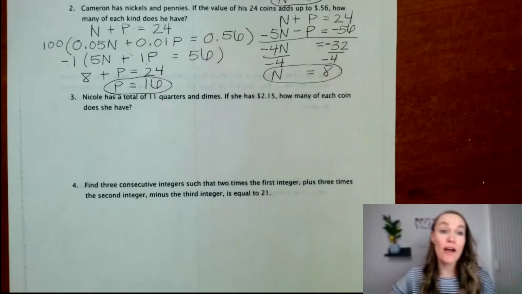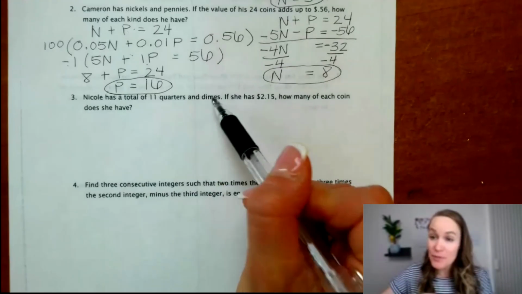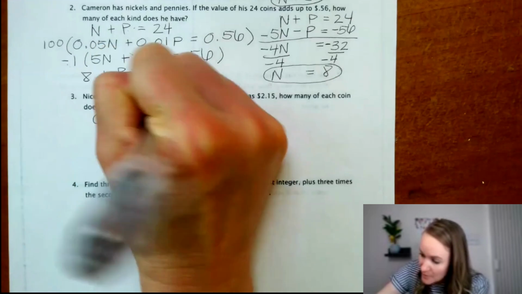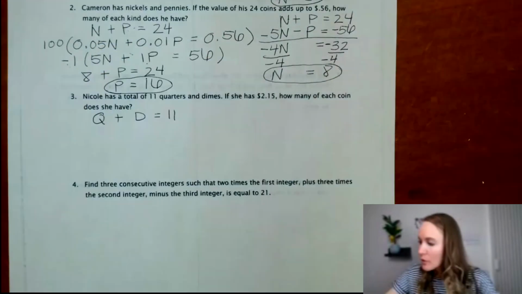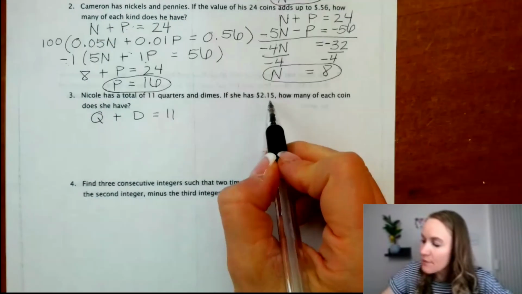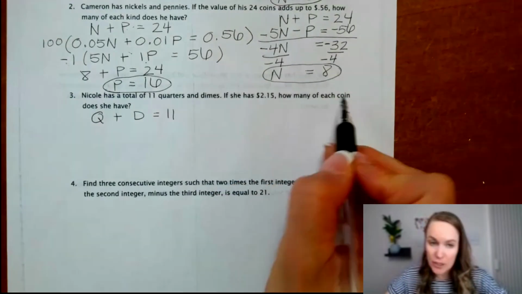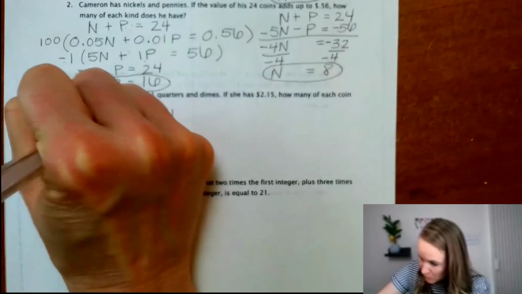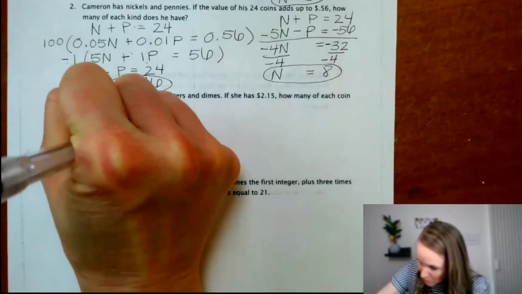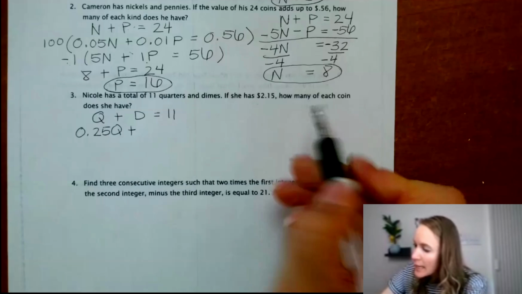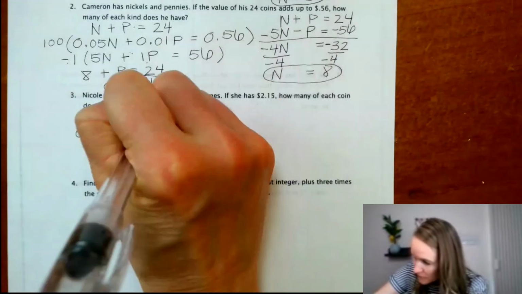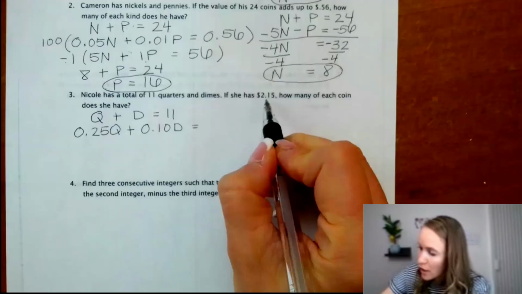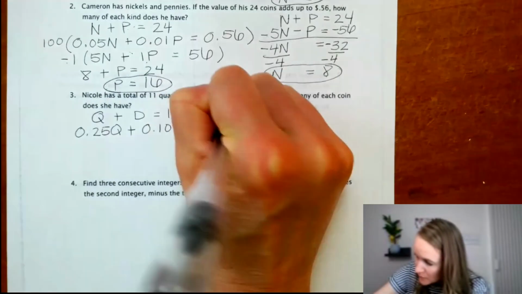Nicole has a total of 11 quarters and dimes. Okay, so quarters plus dimes equals 11. If she has $2.15, how many of each coin does she have? So quarters are worth 25 cents, and dimes are worth 10 cents, and then that equals $2.15.